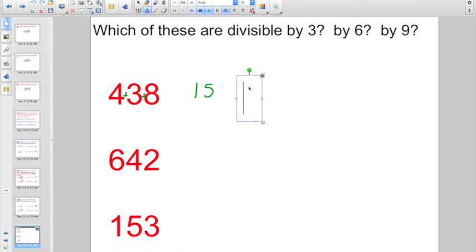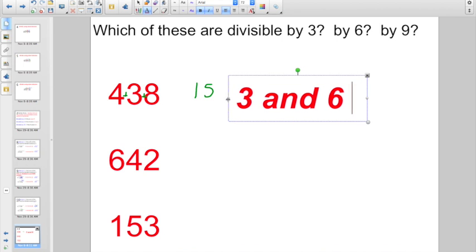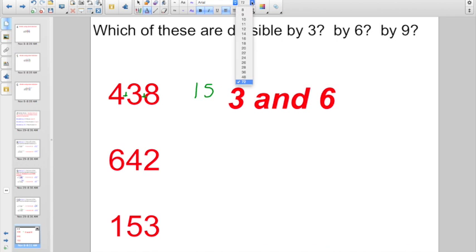Yes, he is. So here's how we're going to have to input it in Socrative. We'll go 3, and we'll leave a space. Is 8 even? Yes, it is. So if it's divisible by 3 and it's even, it is also divisible by 6. And the last one, is 15 divisible by 9? No way. This guy is just divisible by 3 and by 6. That is the only two.